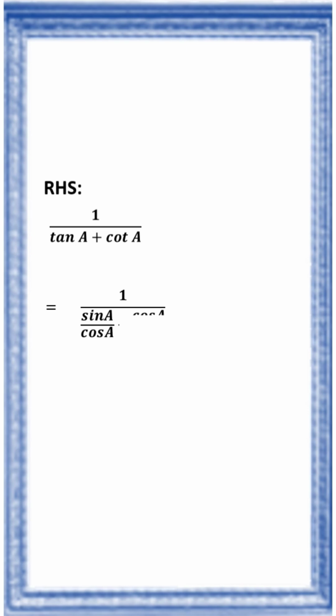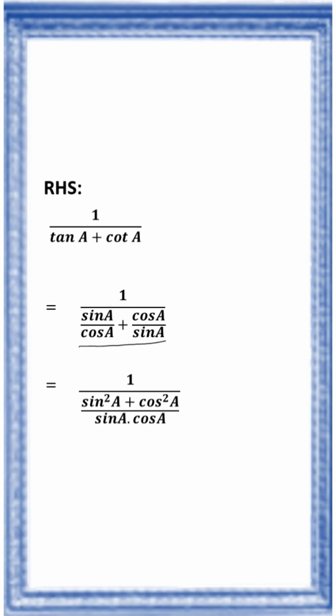Now let us take RHS, that is 1 by tan A plus cot A. Now let us convert tan A and cot A in terms of sin A and cos A. Tan A is sin A by cos A, cot A is cos A by sin A. The LCM of the denominator is sin A into cos A. So now this is equal to 1 upon sin square A plus cos square A upon sin A into cos A.